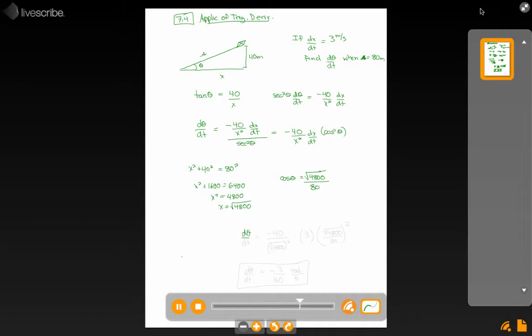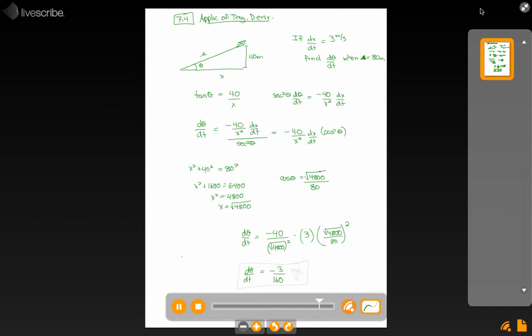So what's my d theta by dt? D theta by dt is equal to negative 40 over the square root of 4800, but then squared, times dx by dt, which was 3, times the square root of 4800 over 80, and all of that again is being squared. So all my square roots end up going away. 4800 on the top, 4800 on the bottom, even those end up canceling each other out since one is top, one is bottom, and you end up with an answer that is d theta by dt equals, if you're in fractions, negative 3 over 160.